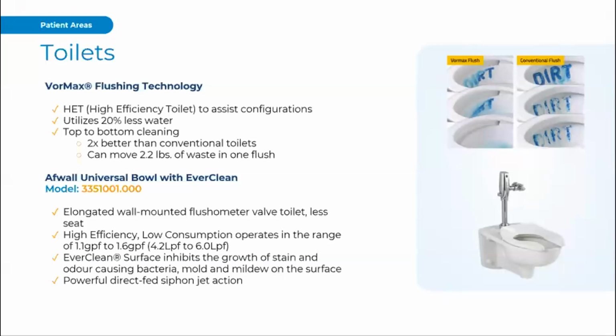and lead to more regular cleaning. We want to reduce the maintenance costs, and an EverClean or antimicrobial coating will prevent any stains and help the bowl have a more effective scour. Then we enter the water consumption conversation. And that pushes us really to our main recommendation, which is the Vormax toilet.